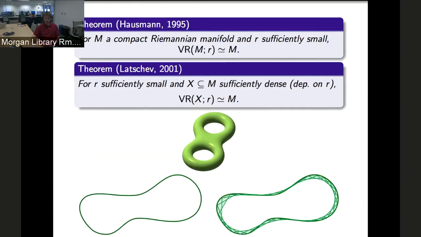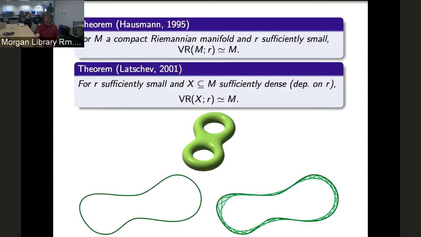One problem with these two theorems is that you don't know a priori how to choose this sufficiently small scale parameter R. So R sufficiently small depends on the curvature properties of the manifold. If the manifold's unknown, then so are its curvature properties. So how are you going to know if your scale parameter is sufficiently small?